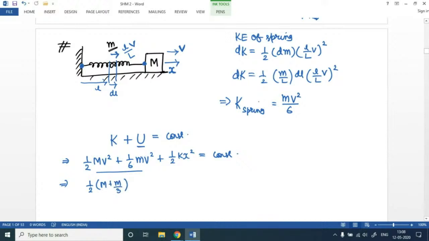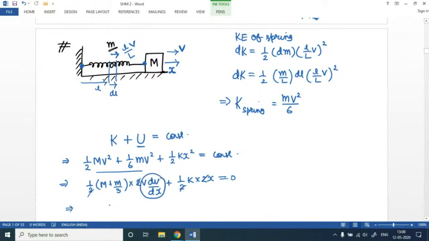So if we differentiate both sides with respect to x, that would be 2v dv by dx, and the second term here would be half into k into 2x dx, you can write. Or simply, with respect to dx we are differentiating, and the right hand side will be equal to 0 over here. So this 2 etc. will get cancelled.